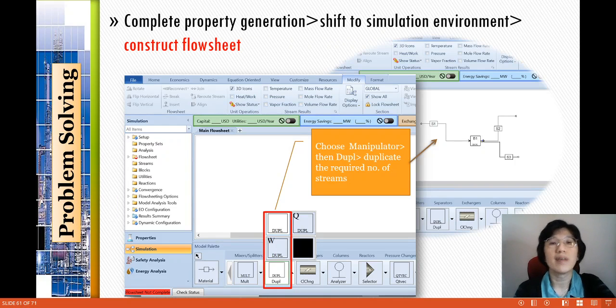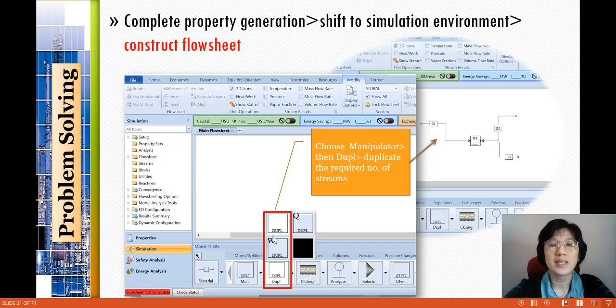As usual, we have to create a blank simulation and then list down all the components, select the property method, and generate the properties for all the components before we can shift to the simulation environment. In this case, you have to first construct the flow sheet.